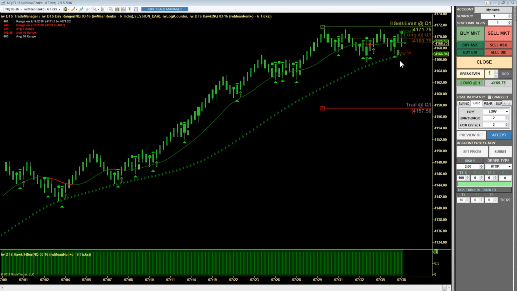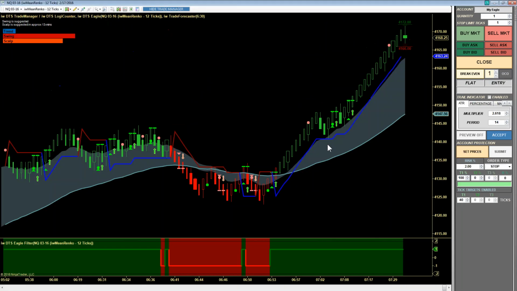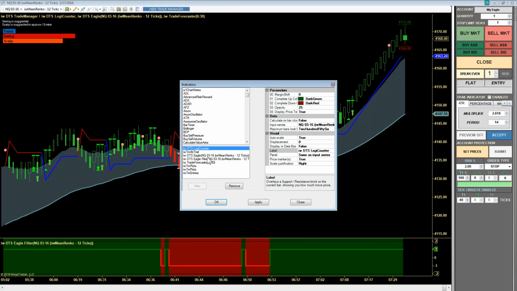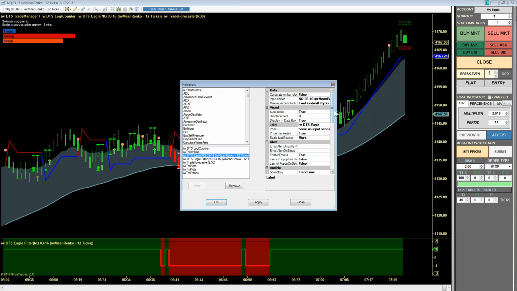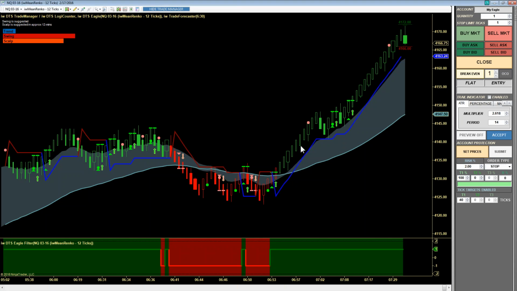Oh, sure, Tony. Tony's got a question here about the hollow bars on the Eagle. He says his are not painting hollow. What you want to do, Tony, is go here to your indicators, find your Eagle, and then when you pull down here to the very bottom, you're going to have a setting for hollow bars. Yours probably says false. So set that to true. Apply it or just click OK, and you should have hollow bars.